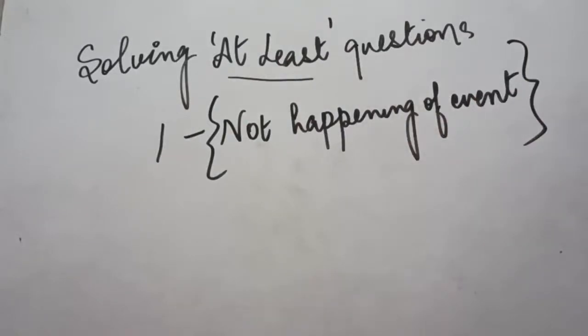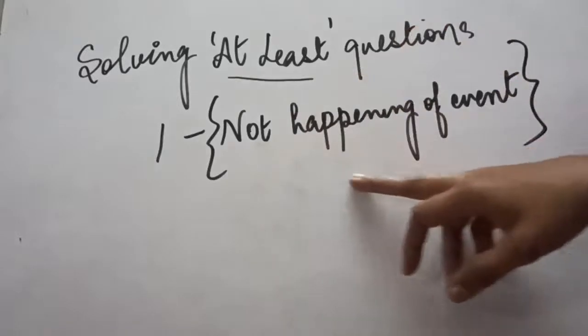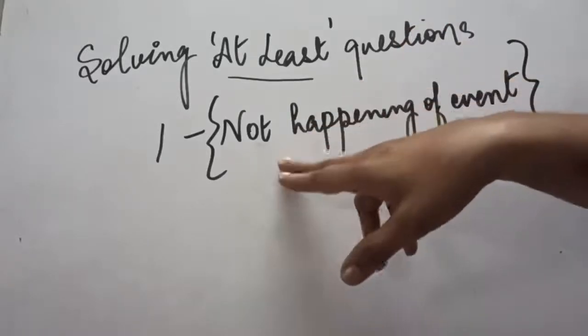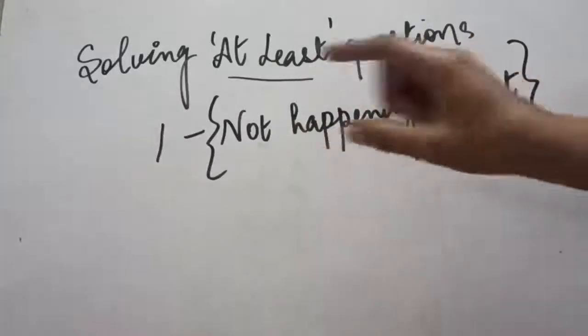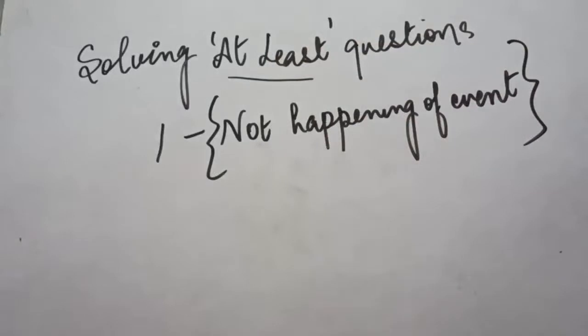For example, you have been told the question that the student is solving the problem and the chances of solving is given. So you have to find out that the student will not solve the question at all. So reaching at not happening of the event, that answer will be deducted from 1. So it will lead to the solution of at least questions. Let's see this with the help of one practical example.